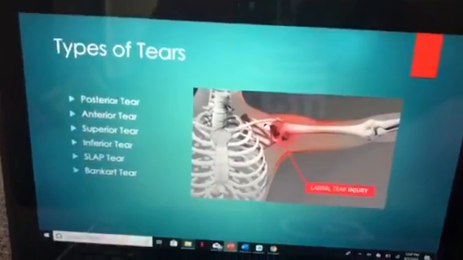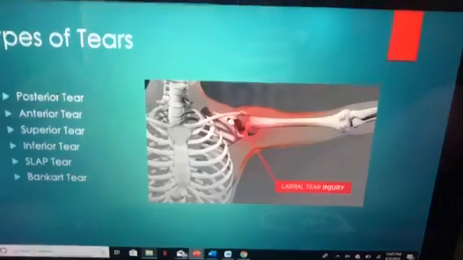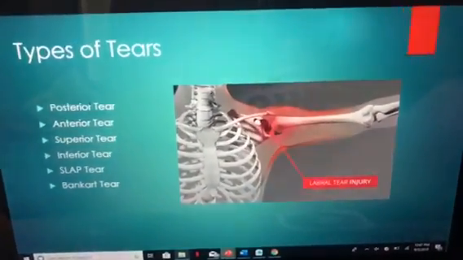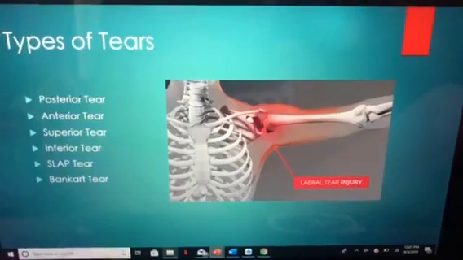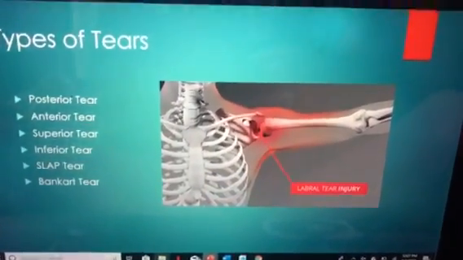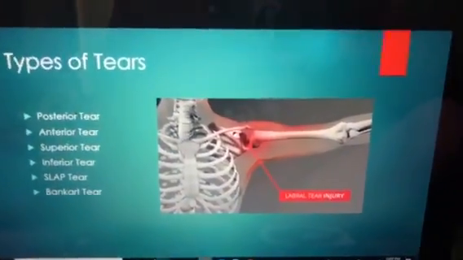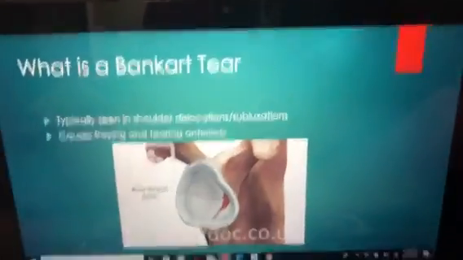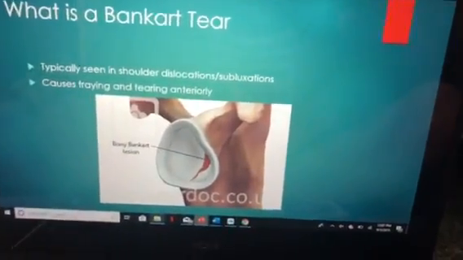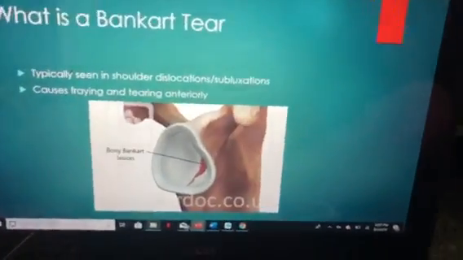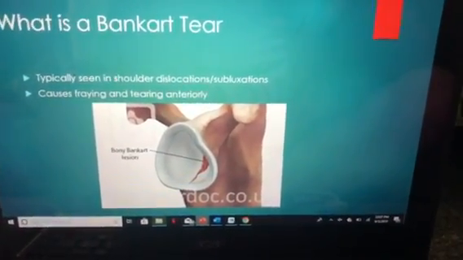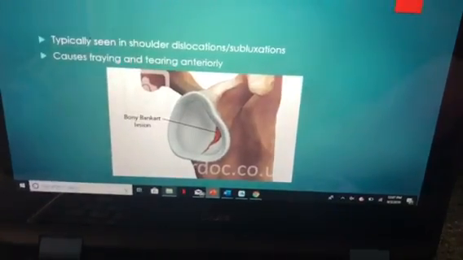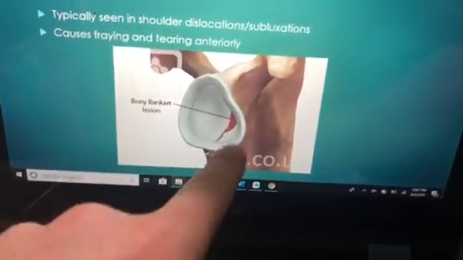Different types of tears are classified more by location. So you have posterior and anterior tears, superior and inferior tears, as well as combinations like posterior-inferior or anterior-superior. And there are also two special types of tears called a SLAP tear and a Bankart tear. A Bankart tear is typically seen in all of our anterior shoulder dislocations and subluxations. It causes a fraying and a tearing anteriorly of the labrum, as you can see right through here.